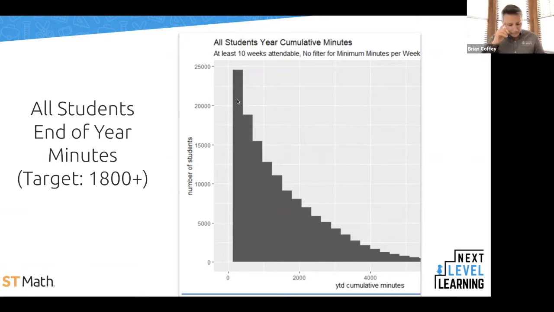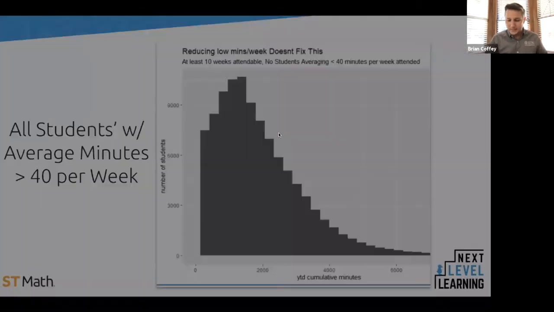Now I will say this, we know that inside every district there are some great schools and in fact some great classrooms who are using ST Math. And then we know inside every district and every school, there are some classrooms and grade level bands that are not using ST Math. So this was taking into account all that, right? So this is the large grouping. Let's go a bit further. Let's take a deeper look in here.